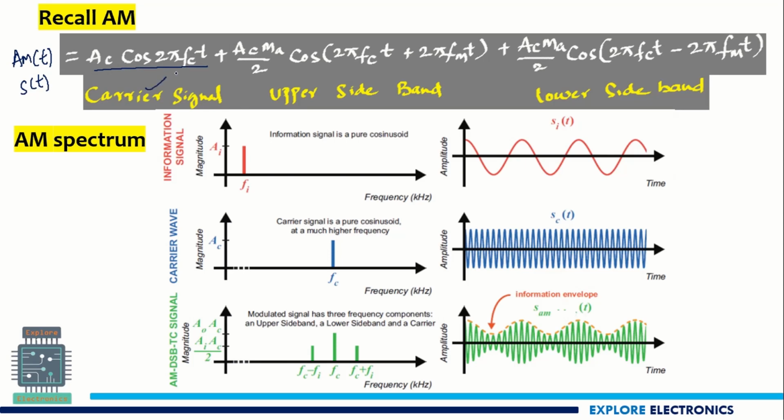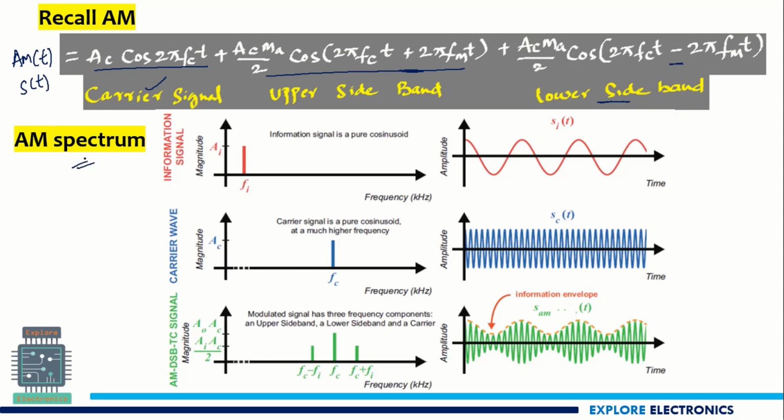This is the carrier signal, plus AC into MA divided by 2 into cos 2 pi fct plus 2 pi fmt. This is the upper sideband, plus AC MA by 2 into cos 2 pi fct minus 2 pi fmt. This is the lower sideband. So this minus indicates the lower sideband, fc plus fm indicates the upper sideband.